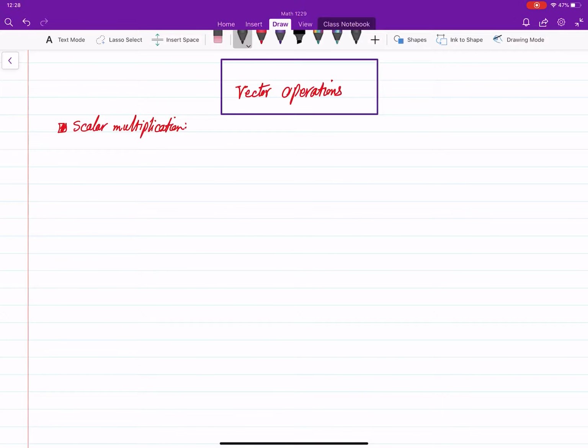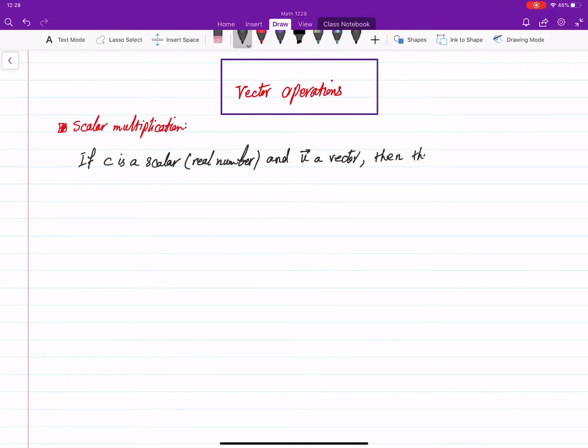By scalar multiplication, we mean we have a constant. If C is a scalar, meaning that it is a real number, any number, and U is a vector, then we can multiply that scalar to U. We call it the scalar multiple of U by C.